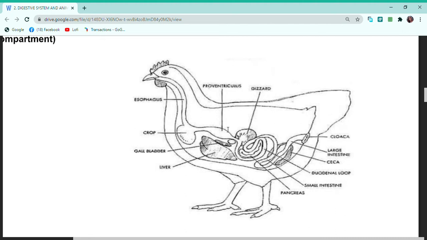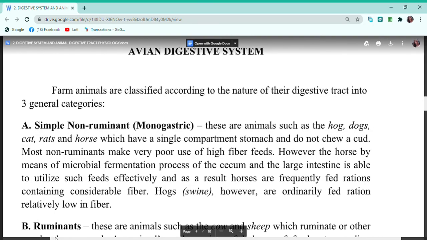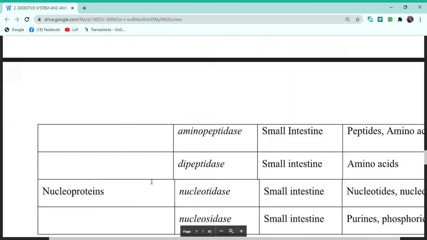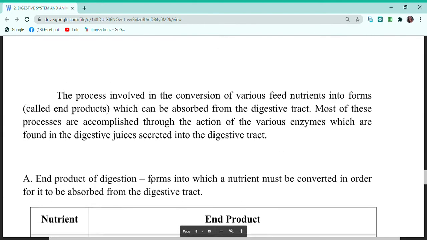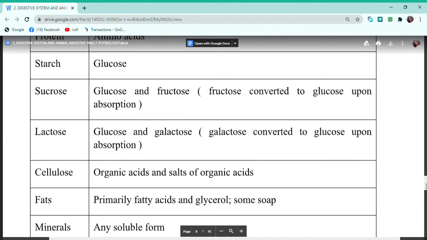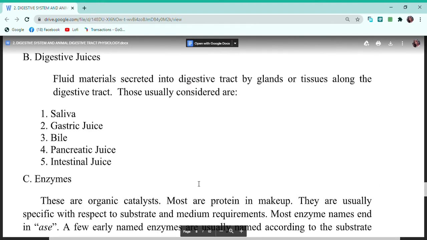So we have also digestive juices. So the digestive juices, these are fluid materials secreted into digestive tract by glands or tissues along the digestive tract. So ito yung mga fluid materials that are secreted by glands or tissues that help in the digestion of food. So we have here the digestive juices. We have the saliva, gastric juice, the bile, pancreatic juice, and intestinal juice.